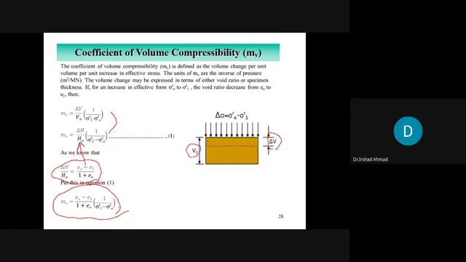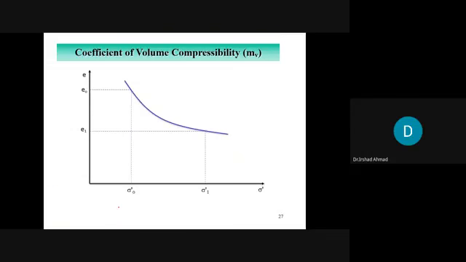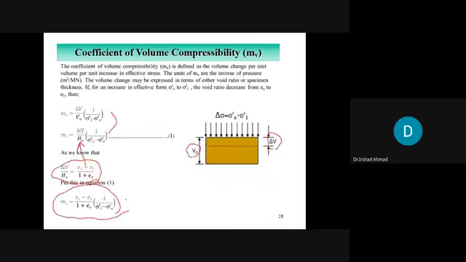So how will you find this? You will find this from this curve, right? This is sigma naught prime, this is E naught, this is sigma 1 prime, this is E1. If you know these four parameters, put them here, and you will find the value of MV. You got the idea?